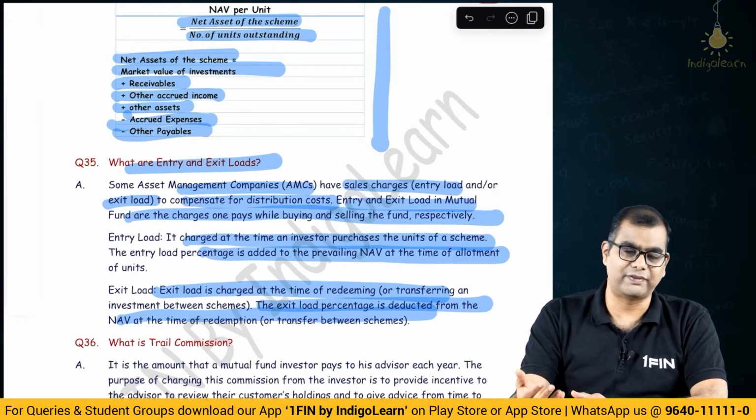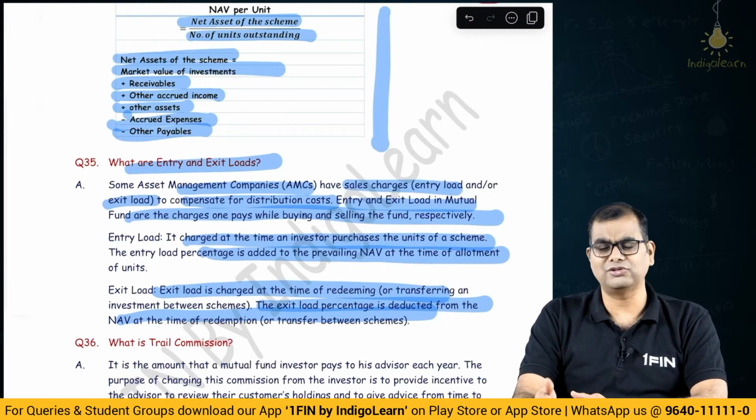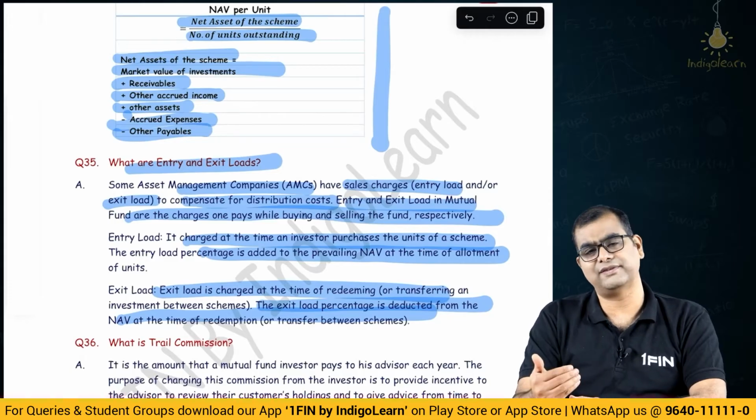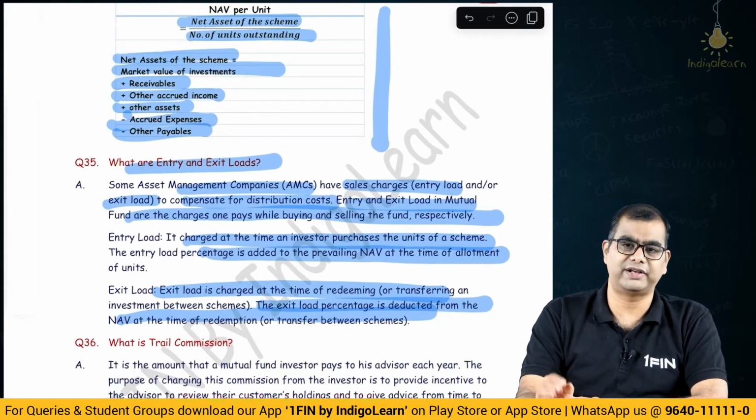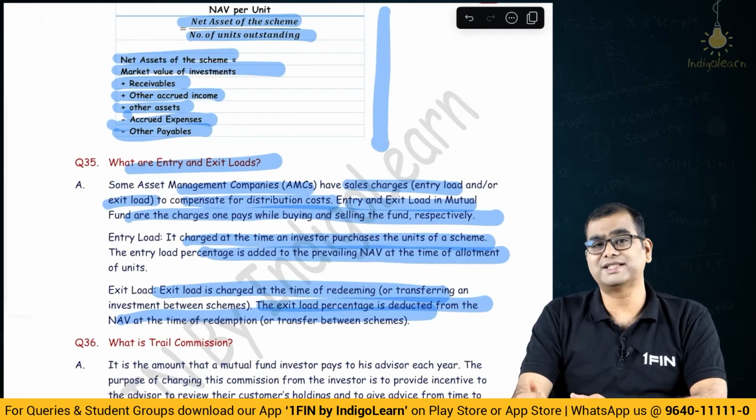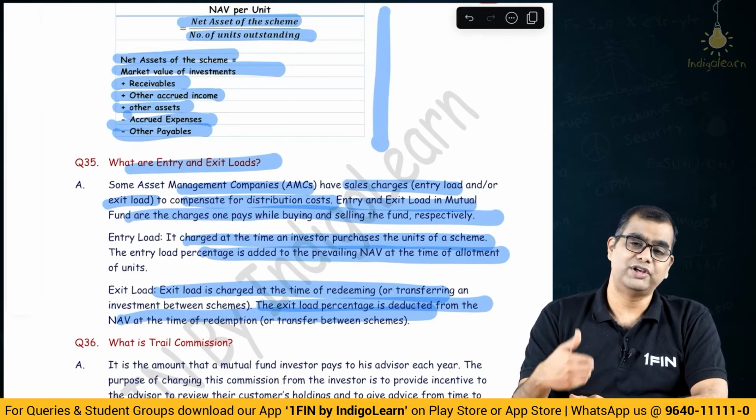So, anyone coming up in between has to pay this entry load. Now, this entry load, there are regulations of SEBI again, they have come down substantially, but the concept of entry load is still valid. Then you have something called exit load. What is an exit load? Exit load is when you are redeeming.